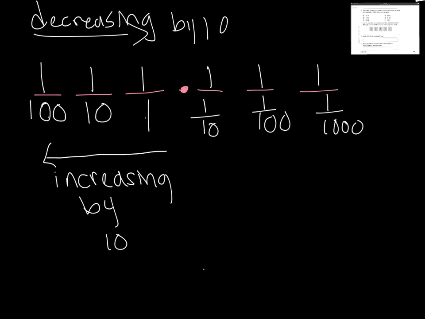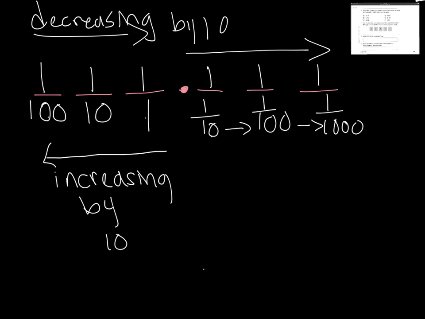And you can see the pattern developing again here. Going from 10 to 100 is times 10. And going from 100 to 1,000 is also times 10. So things are changing by 10. But don't forget, even though it looks like they're increasing, they're actually decreasing by 10 as we go from left to right. They are still decreasing.